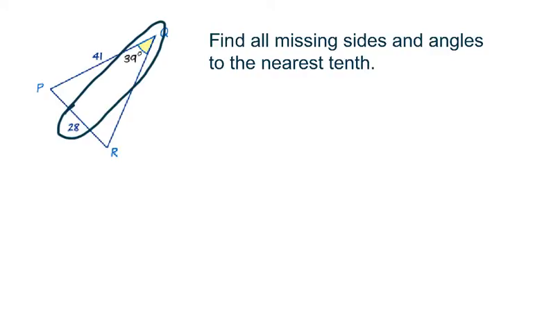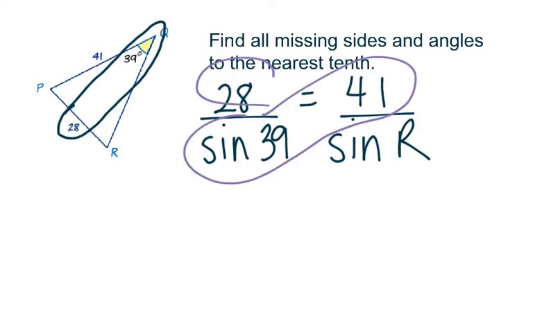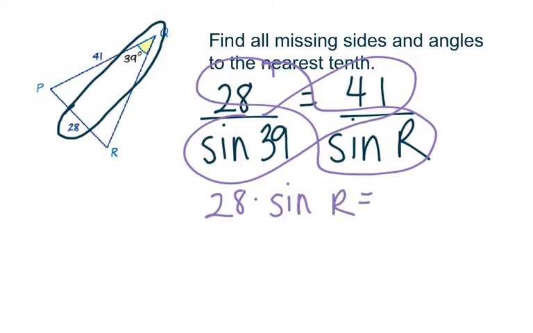So I'm going to start by setting up my first ratio. I could do 28 over sine 39. I could also flip this and do sine 39 over 28 if I wanted to. And since I know 41, then I can find the angle across from it, so I'm going to solve for sine r. Now I'm going to cross multiply, which gives me 28 times sine r equals 41 times sine 39.